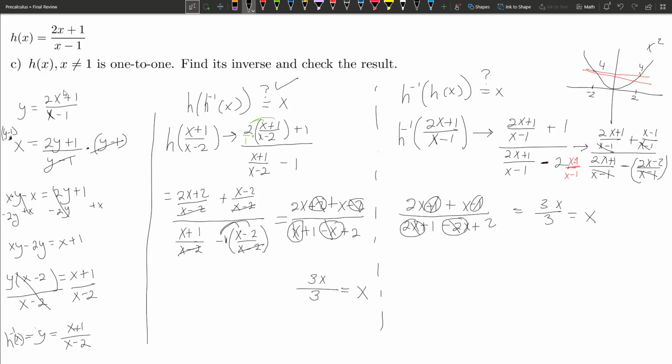So, in other words, this function here is indeed the inverse of that function. We have to consider that x cannot be equal to 2 then, because if x was equal to 2, then this is undefined, and we already know in the original function x cannot be equal to 1. So we should take that into consideration. But overall, this is really what we were trying to do here.